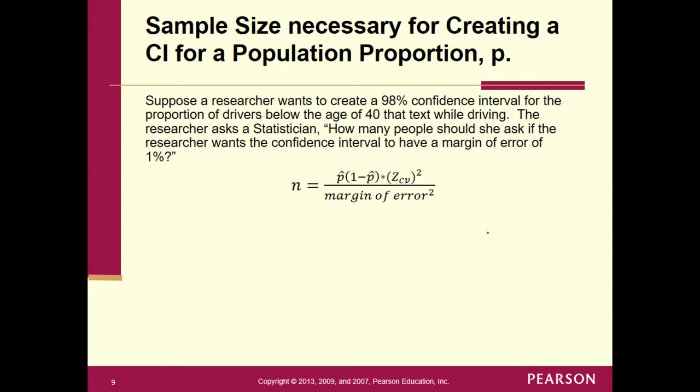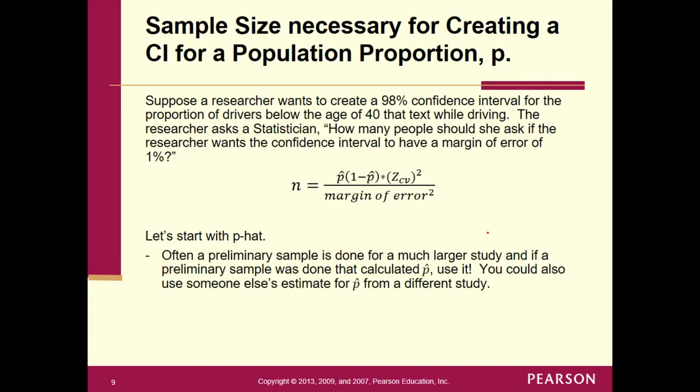Here's our formula again. Let's start with p hat. Often a preliminary study is done, but was a preliminary study done here? Let's take a look. Doesn't look like the preliminary sample was done. So it looks like we're going to have to set p hat equal to 0.5. What that's going to do is maximize this part of the formula.